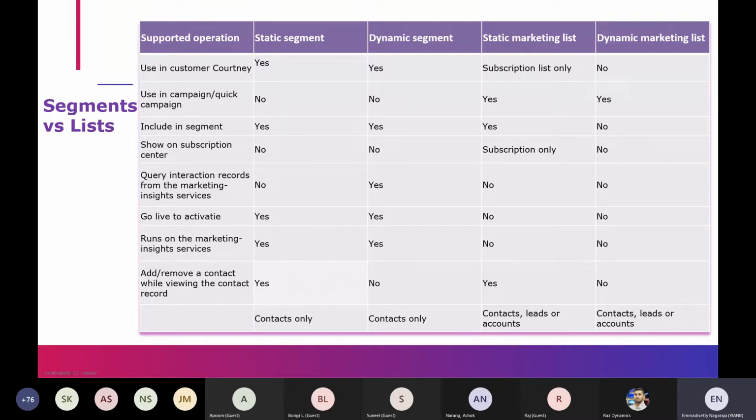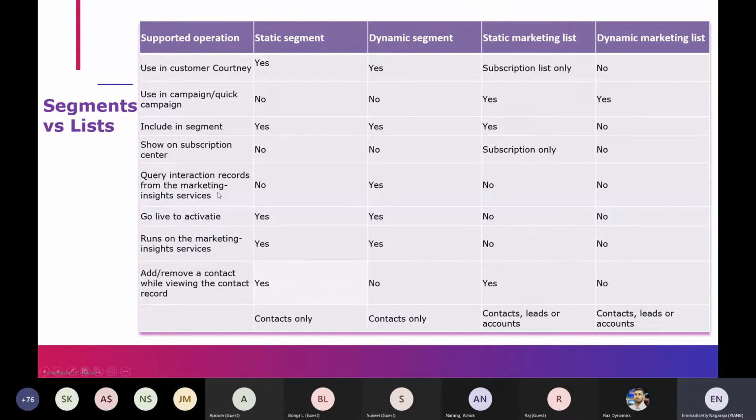Include in segment, so as I said, you can create segments by combining two other segments, that is nothing but compound segments. So you can combine a static segment and a dynamic segment, and you can even combine a static marketing list, but not a dynamic marketing list. And as I said, static marketing list is mainly used in subscription centers. Because you can't use a static segment or dynamic segment there, you can only use a static marketing list, so that you will use if you want to create any subscription center.